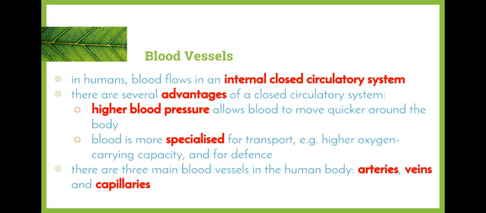So this allows the blood to move quicker around the body and obviously deliver, in particular, glucose and oxygen for cellular respiration, as well as remove wastes. It also allows blood to be more specialized for transport. So it allows for higher oxygen carrying capacity, which ties back to our last video on hemoglobin, and also for defense, which we'll be looking at in a lot more detail in the Search for Better Health unit when we look at the different types of white blood cells. So there are three main blood vessels in the human body, which are arteries, veins, and capillaries.